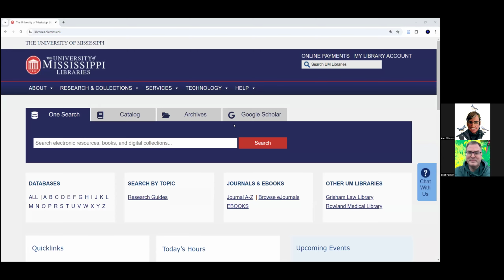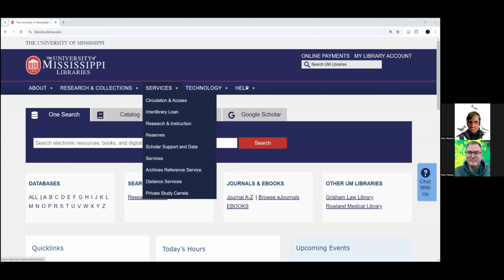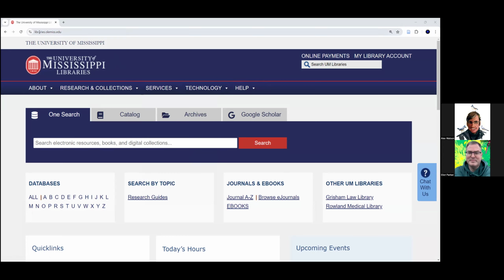All right, we are going to go ahead and start with the University of Mississippi Libraries site right here. This is libraries.olemiss.edu. You may have seen it already, as Elliot said, if you've been through one of our EDHE 105 or Writing 101 classes, but it's important to note that this site is where you must go in order to access anything that the University of Mississippi Libraries pays for. We pay for a large number of databases for you to access and use in your research.